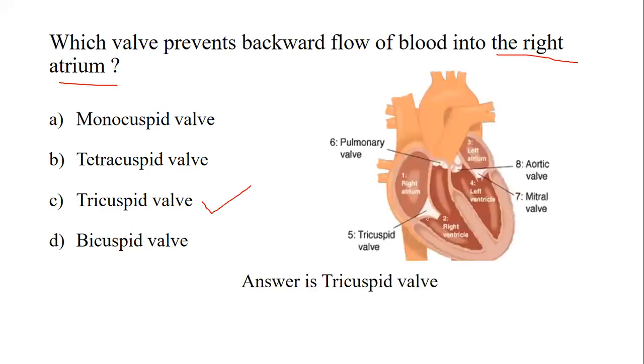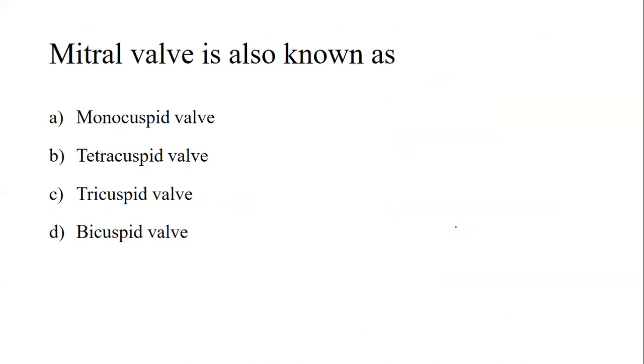Okay, in this picture you can see that there is a valve situated between the right atrium and right ventricle. It mainly has the function of preventing the backflow of blood from the right ventricle to the right atrium.